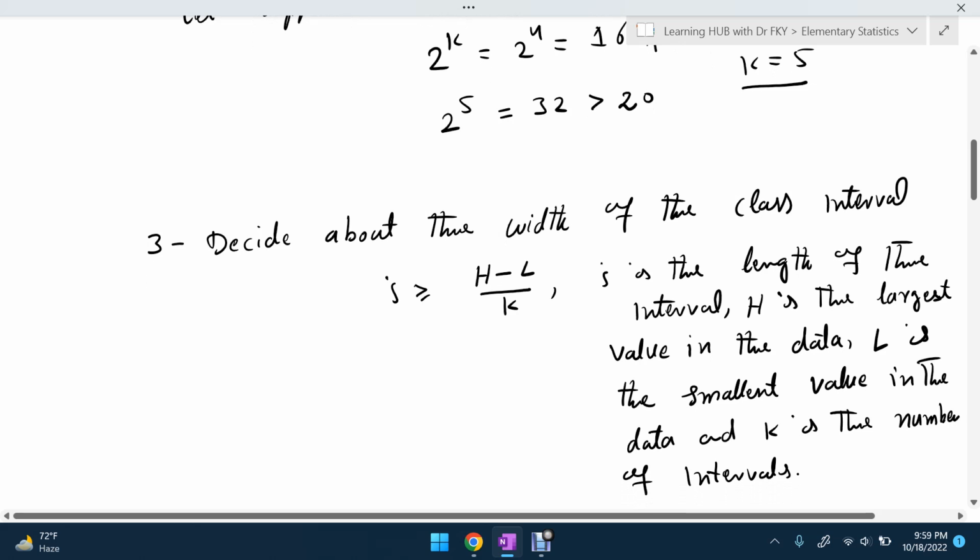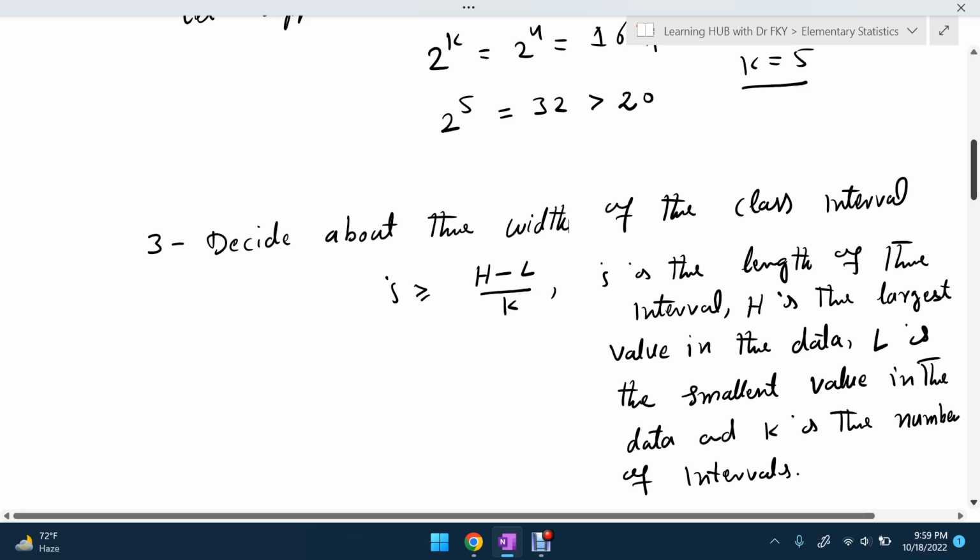So you have all these values: the highest value in the data and the lowest value in the data, which you noted in step 1, and k is the number of intervals which you decided in step 2. So this will give you some value, and then you can take i equal to r, maybe rounded up a little higher than this value. So this will give you the length of the interval.